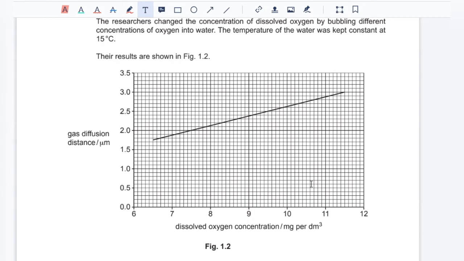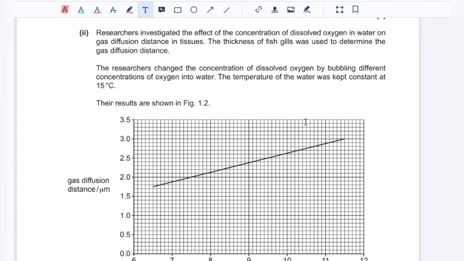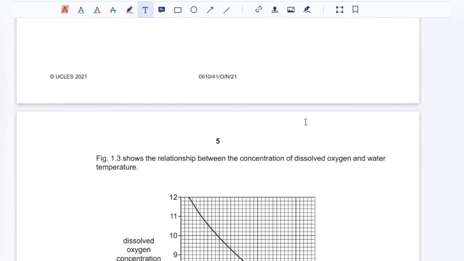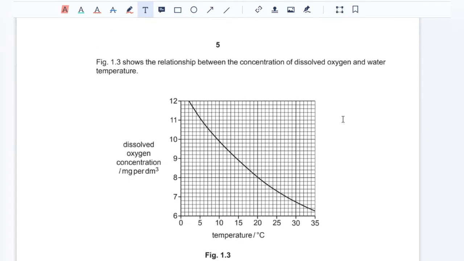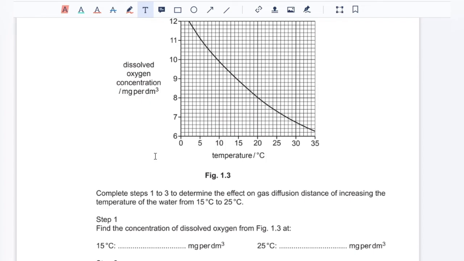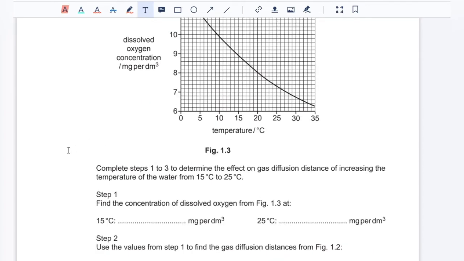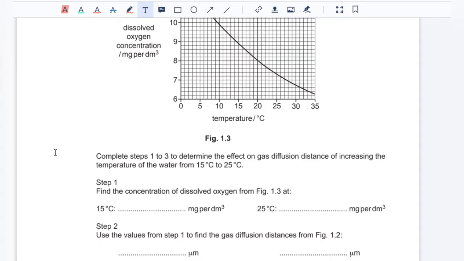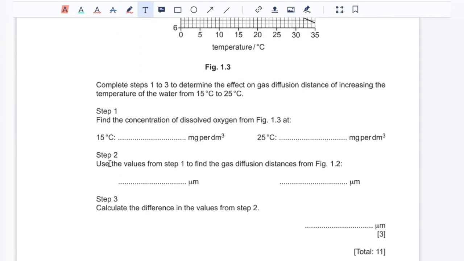So as you can see in the results in this figure, as the concentration of dissolved oxygen is increasing, the distance of gas diffusion, or the thickness of the gills in fish, is going to increase. Figure 1.3 shows the relationship between the concentration of dissolved oxygen and water temperature. And in this figure, we can see that as temperature is increasing, the dissolved oxygen concentration is decreasing. Complete steps 1 to 3 to determine the effect on gas diffusion distance of increasing temperature of water from 15 degrees Celsius to 25 degrees Celsius.